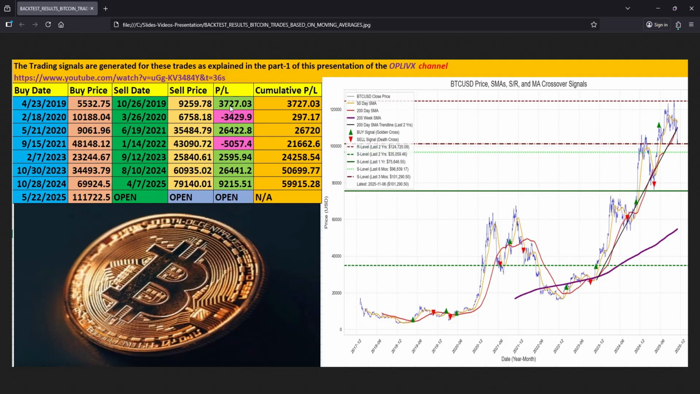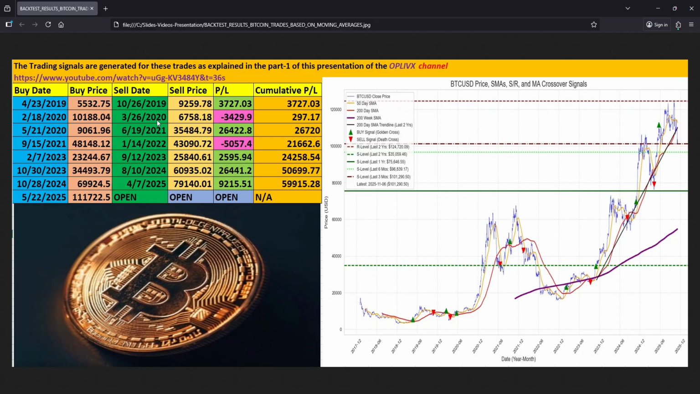And this is the cumulative profit and loss for all the trades as you go through. You can see how we have developed. Take a bit of time to look at it. We are buying a single Bitcoin and selling a single Bitcoin.